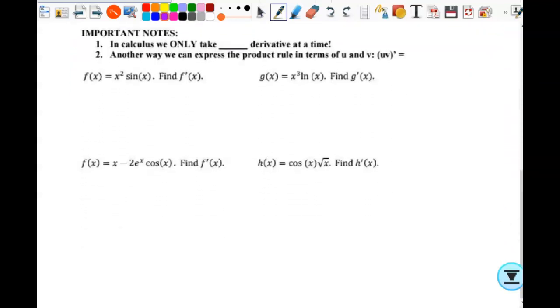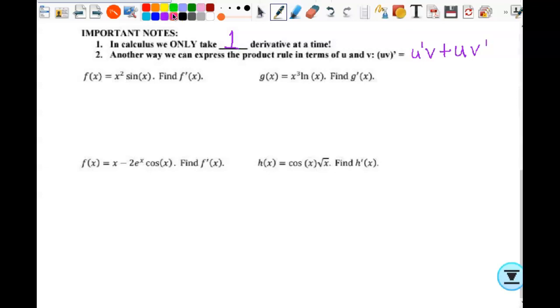So, important notes. In calculus, we only take one derivative at a time, which means I'm not taking the derivative of g times the derivative of h. Every time, whether we're doing the product rule, the quotient rule, or some other rules, it is just one derivative at a time. Another way we can express the product rule is in terms of u and v, and so u and v are going to become very important to us. So (uv) prime is, again, the derivative of the first times the second plus the first times the derivative of the second. We'll talk a little bit more about u and v when we do one of the other rules.